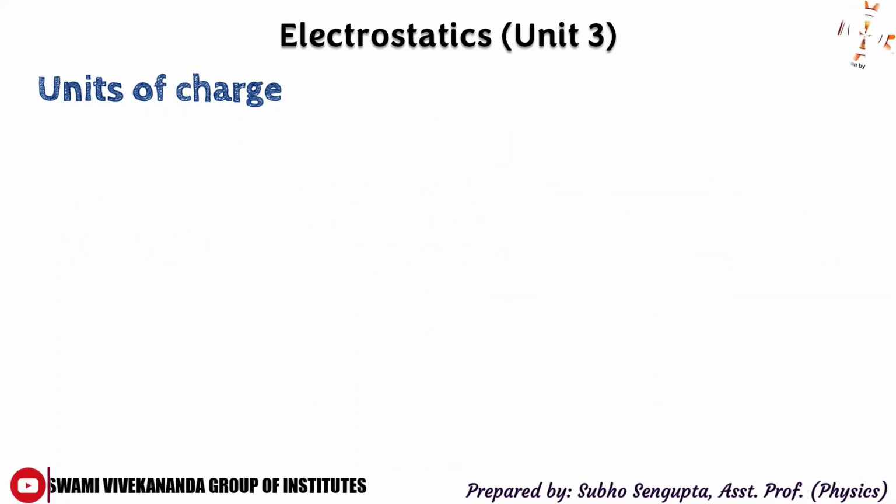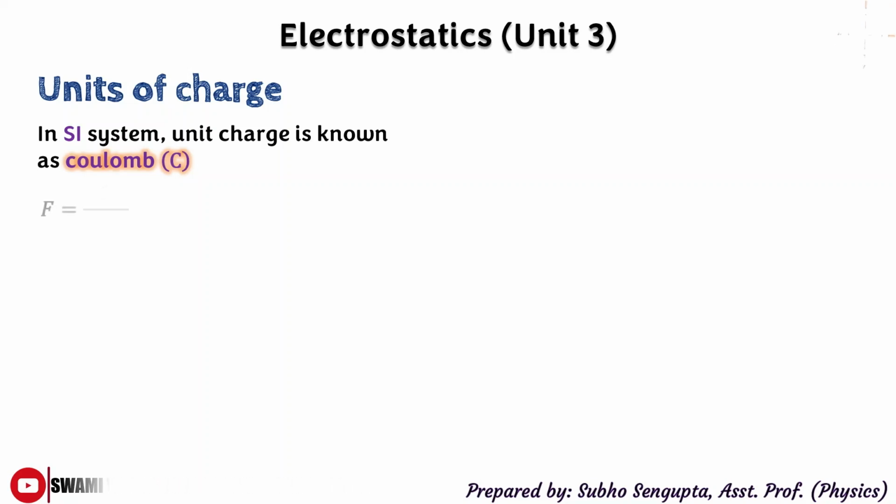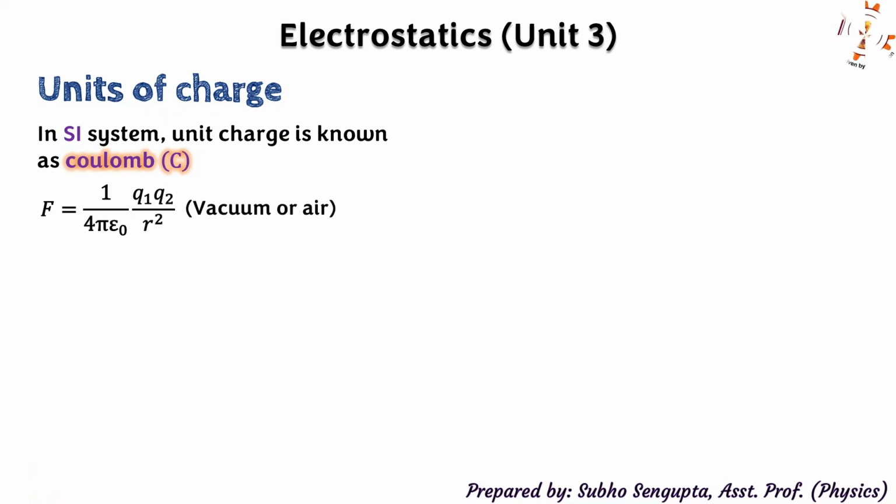First, I will consider the SI system. In SI system, unit charge is known as Coulomb, denoted by uppercase C. In this system of units, for vacuum or air, the mathematical expression of Coulomb's law is F is equal to 1 upon 4 pi epsilon 0 times Q1 Q2 upon R squared. We know that 1 upon 4 pi epsilon 0 is equal to 9 times 10 to the power 9 Newton meter squared per Coulomb squared.